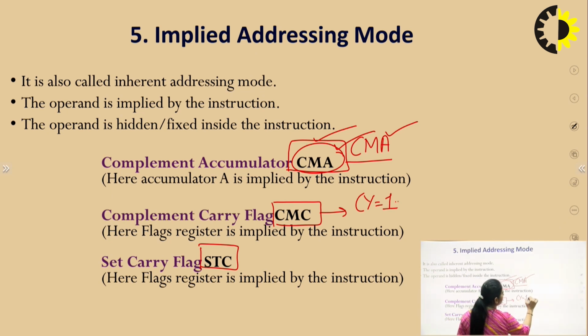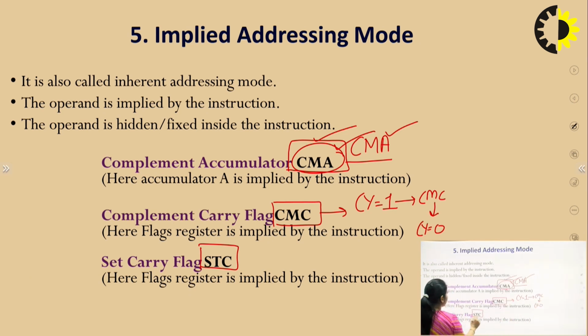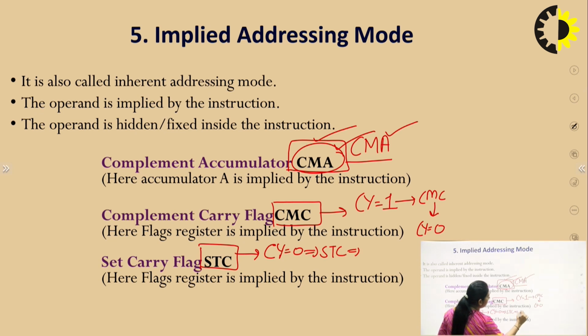Suppose the carry flag is 0, it will be complemented and the carry flag will become 1. And in set carry flag, suppose the carry flag is 0 and this instruction STC is applied, at that point the carry flag will be set.